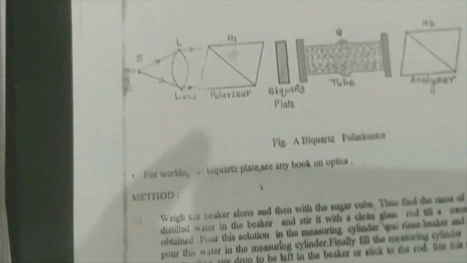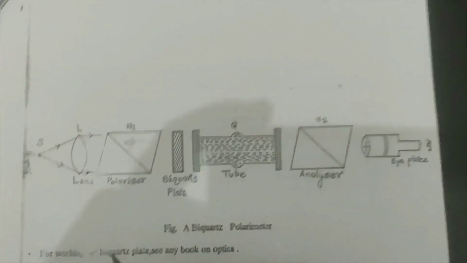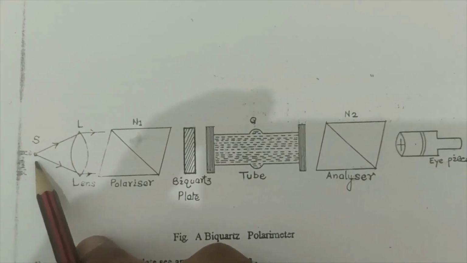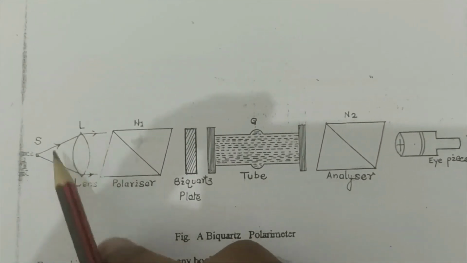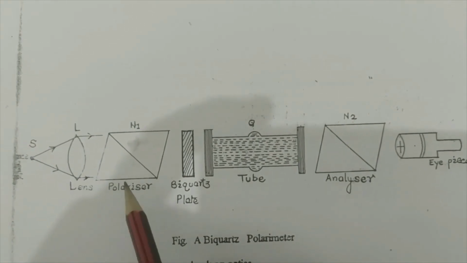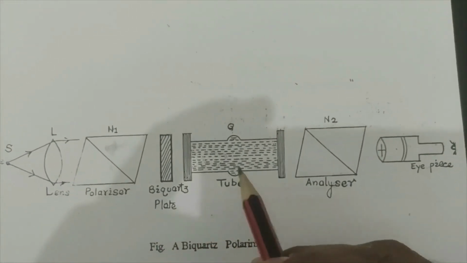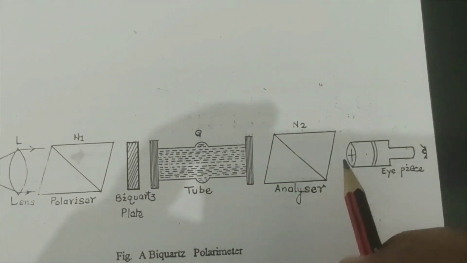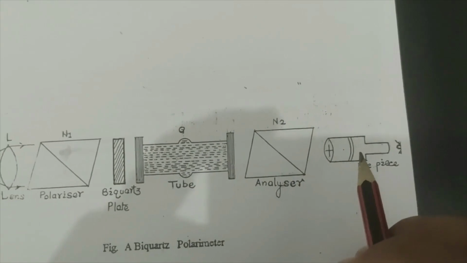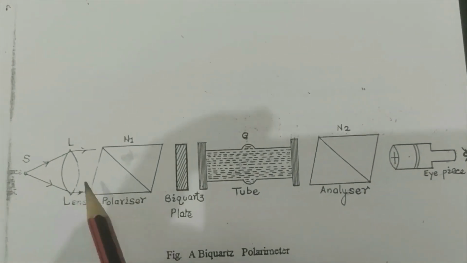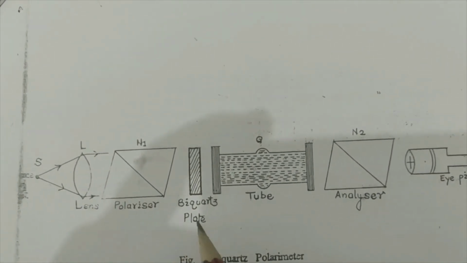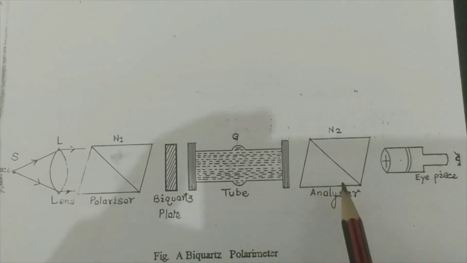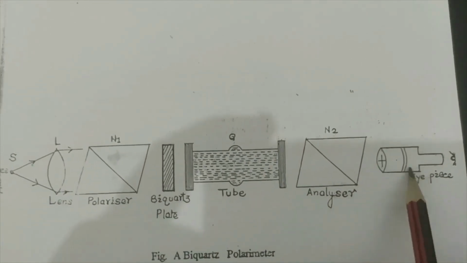The schematic of the biquartz polarimeter you can see here is that this is my source, as I have told you, the sodium light, and then we have a lens, and then a polarizer inside it, and then the biquartz plate, and this tube which we will put inside this gap which I have shown you. After that we have an analyzer, and then the eyepiece. So we have source, lens, polarizer, biquartz, then we put the tube, then the analyzer, and the analyzer, biquartz, and polarizer are all inside.